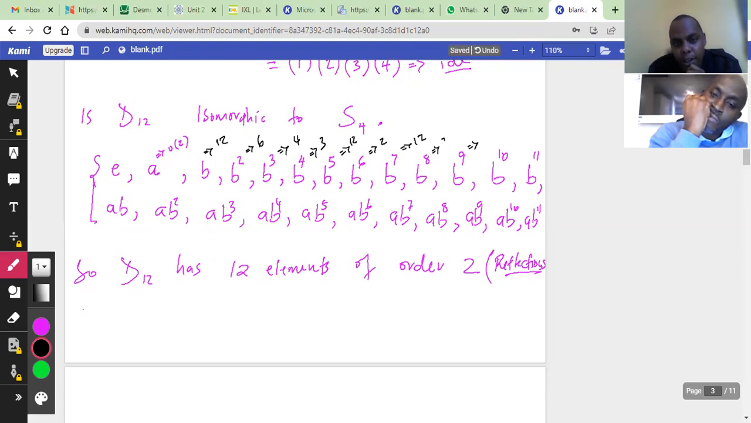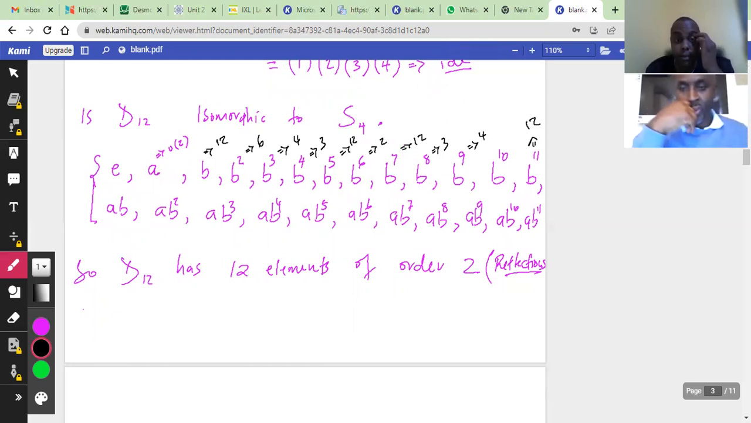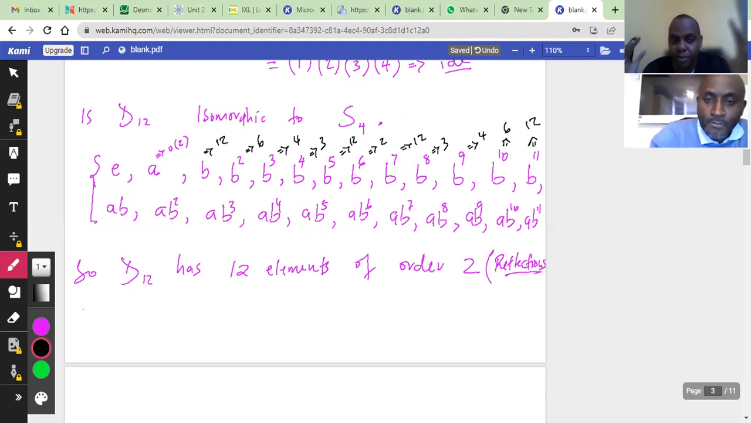No, this one has order 3. This one has order 12. This one has order 8. No, 4. This one has order 4. This one has order 6. Okay. So basically, this is the structure of D12.